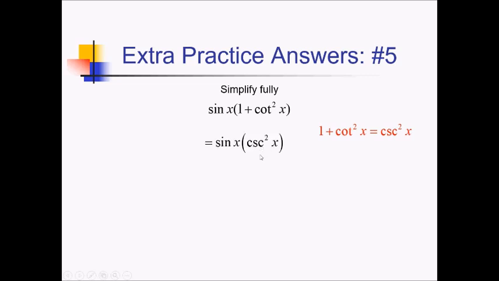Now next, I notice that cosecant squared, that's really the same as 1 over sine squared. And that's awesome, because I can now cancel out this sine with one of these sines down here. So that just leaves me with 1 over sine of x. Now this isn't totally simplified because we still have a fraction. So I can still turn this into cosecant squared, and now I'm done.